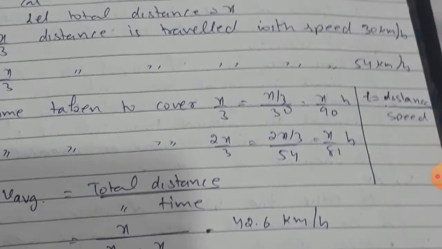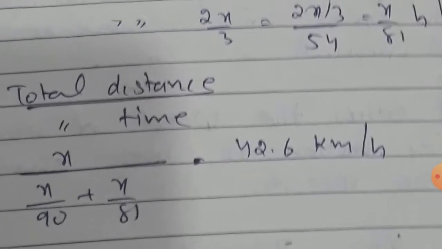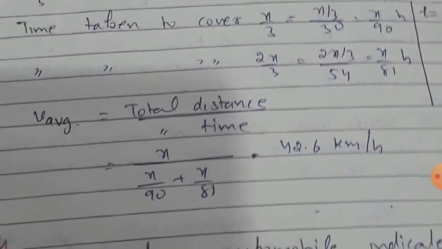So how much will be the total time? x by 90 plus x by 81. So on putting the value of total distance upon total time, we evaluate the average speed as 42.6 km per hour.